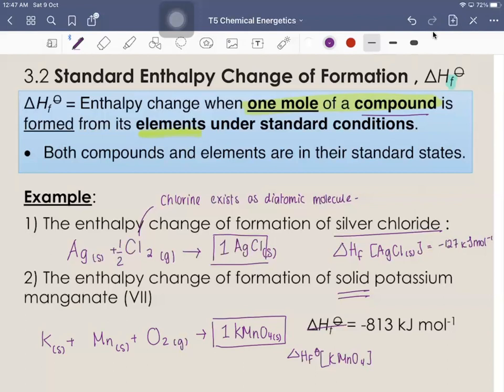Lastly, I need to balance the equation. I cannot change KMnO4, that stays as 1. K is 1, Mn is 1, and there are 4 oxygen on the product side. So that means on the reactant side, I need to make my O2 as 2 moles.